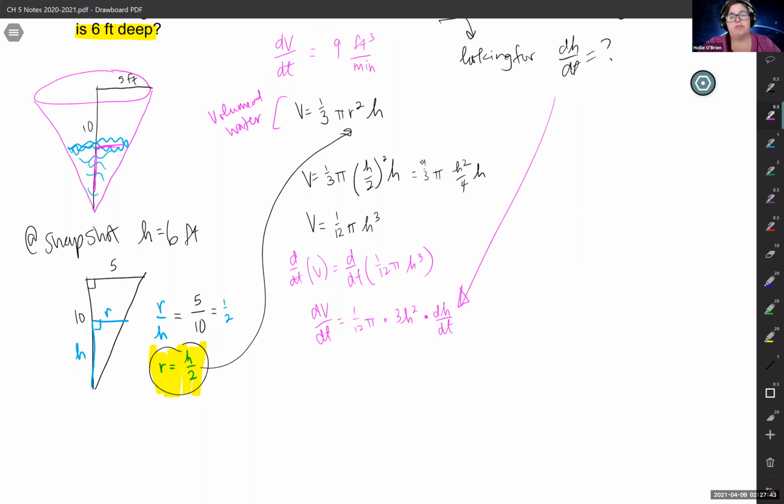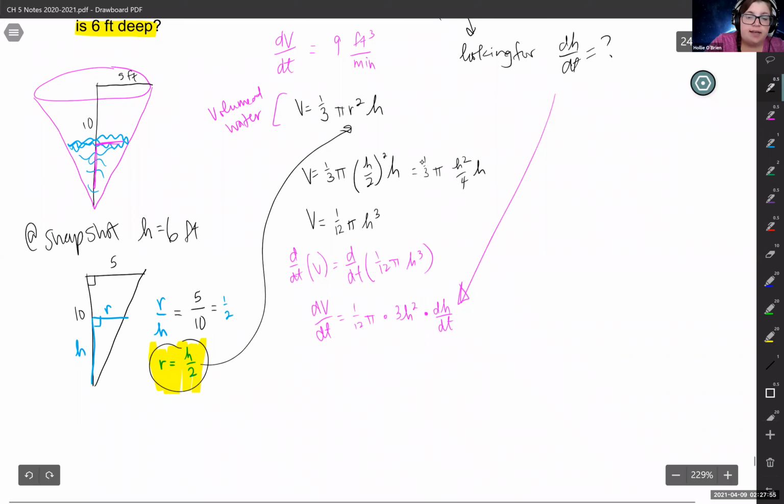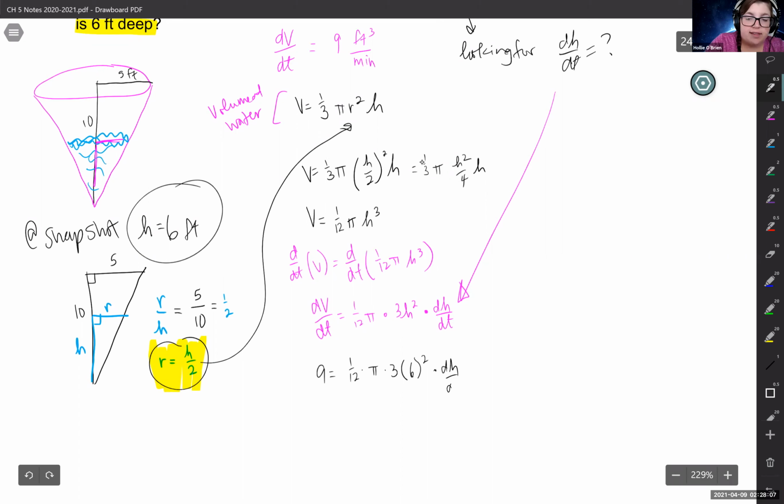Let's just plug in. So dV/dt, at the moment in time, was 9. So 9 equals 1/12 times pi times 3 times H squared. Our H was 6. Remember, at that snapshot, the height was 6, times dH/dt. Now just get that differential by itself.